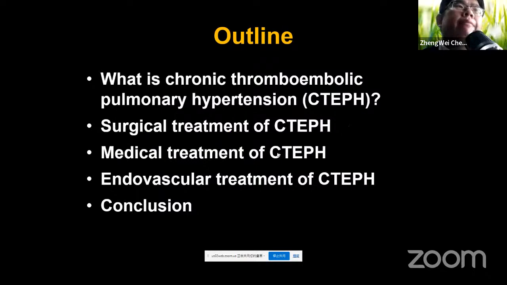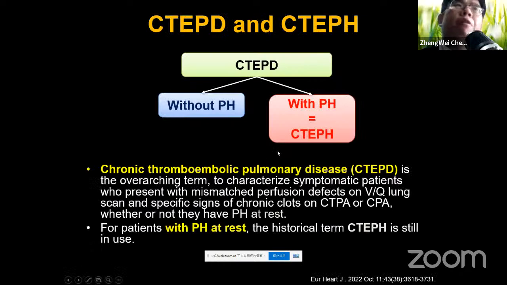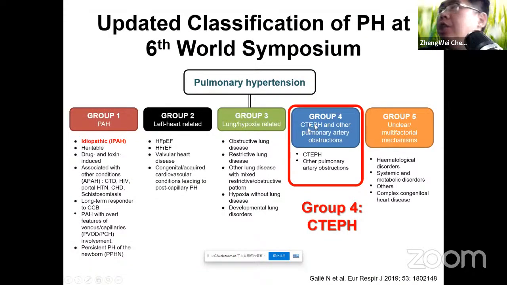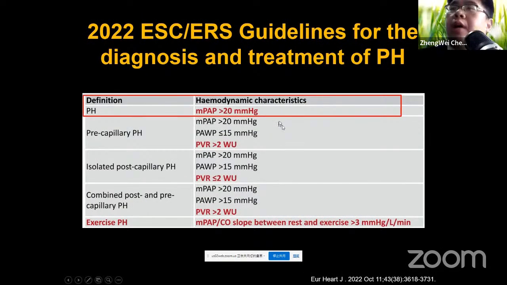So this is my outline. Firstly, before the therapy, I should introduce CTEPH first. CTEPH is characterized as a symptomatic patient with evident pulmonary perfusion defects combined with pulmonary hypertension. According to the updated classification of pulmonary hypertension at the World Symposium, CTEPH belongs to group 4 pulmonary hypertension. According to the 2022 ESC latest guideline, the definition of pulmonary hypertension is mean pulmonary arterial pressure, mean PAP, more than 20 mmHg.